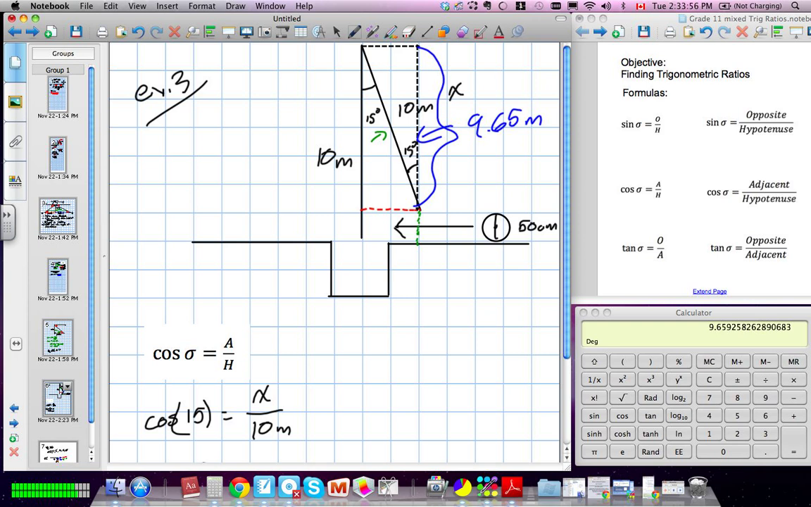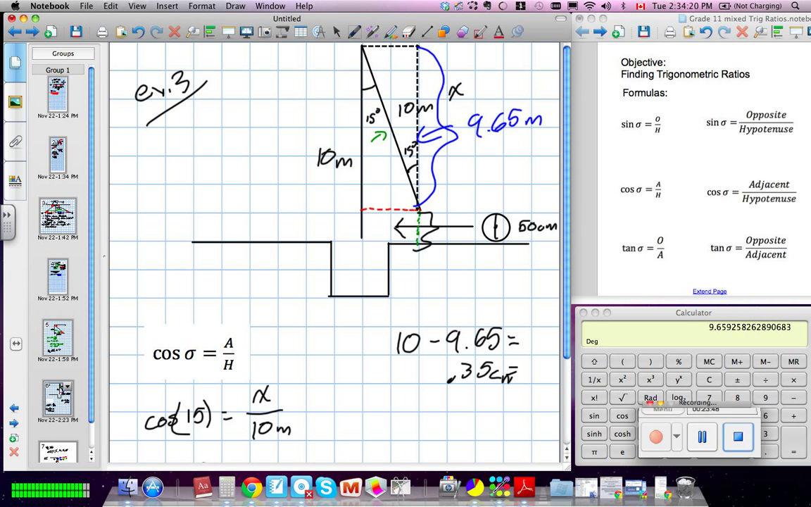We need to figure out if the ball is going to fit under the pendulum when it's 15 degrees from the center. So, if the original pendulum is 10 meters, okay, and we're subtracting 9.65 meters, this will tell us how much room is left. So that's this area here. We subtract, we get 0.35 meters.